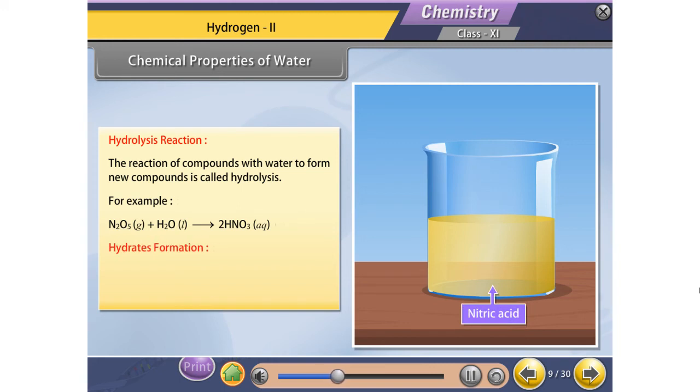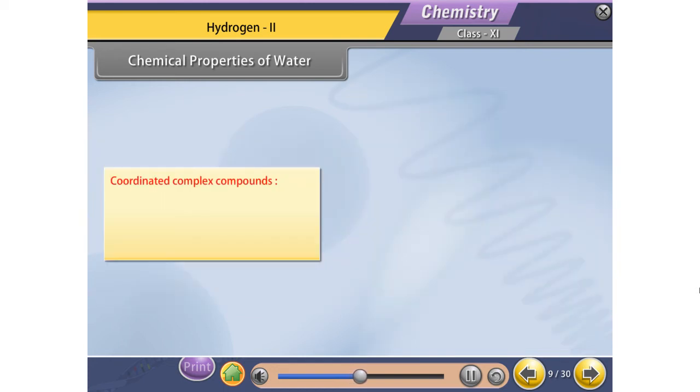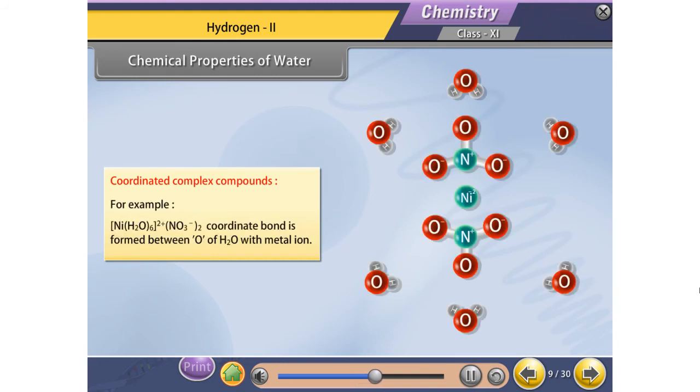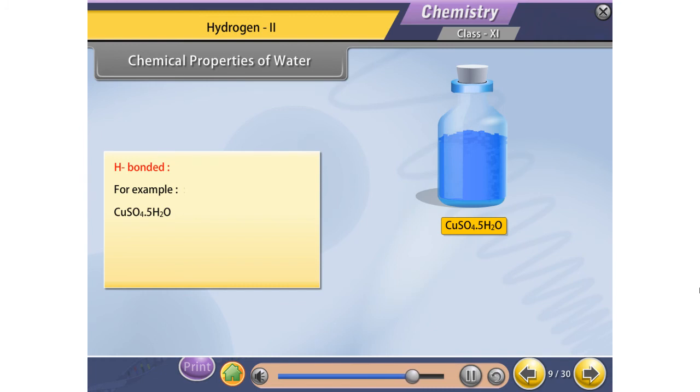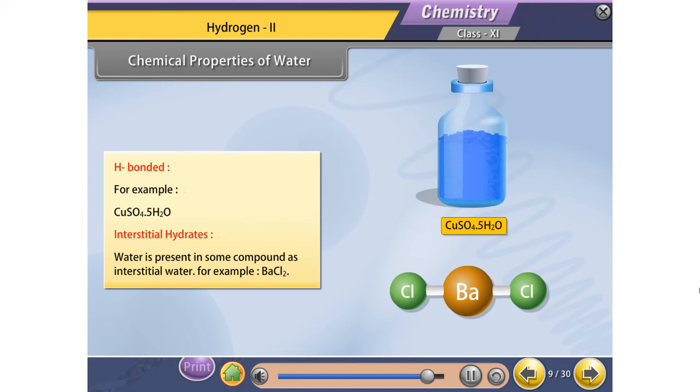Hydrates formation. Water forms hydrates with metal salts. There are 3 main types. Coordinated complex compounds. For example, nickel-2 nitrate hexahydrate. Coordinate bond is formed between O of H2O and the metal ion. H bonded. For example, copper sulfate pentahydrate. Interstitial hydrates. Water is present in some compounds as interstitial water. For example, BaCl2.